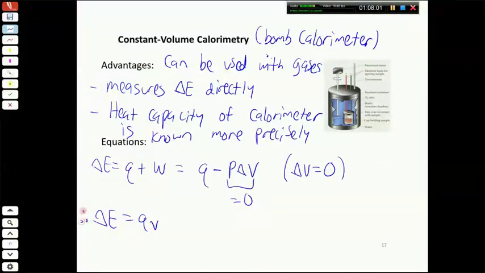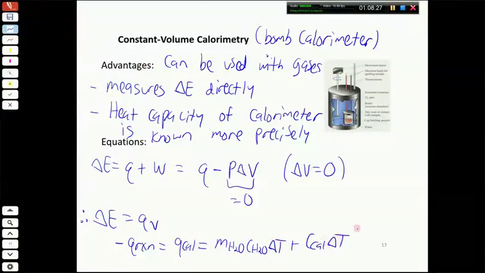So when we measure heat in a constant volume calorimeter, we are technically measuring delta E and not delta H, but the two are used interchangeably, and usually the values are pretty much the same anyway. Alright, and then same thing here. The negative heat of the reaction is equal to the heat of the calorimeter, which is equal to the mass of water in the calorimeter, heat capacity of water, delta T plus heat capacity of the calorimeter times delta T. So the math and the calculations are exactly identical to what we did for constant volume. There's no difference between those two in terms of how we set up the problems.